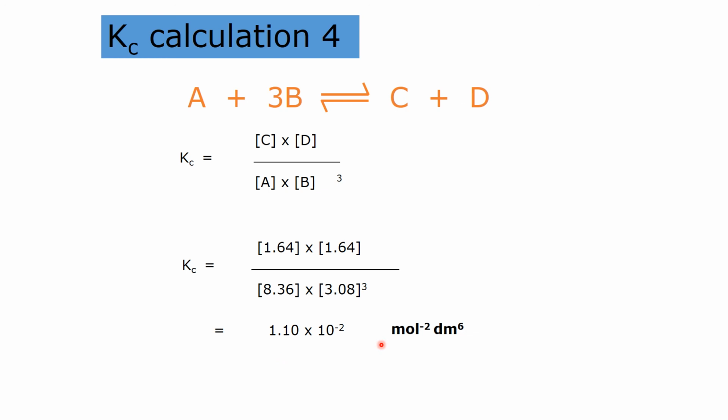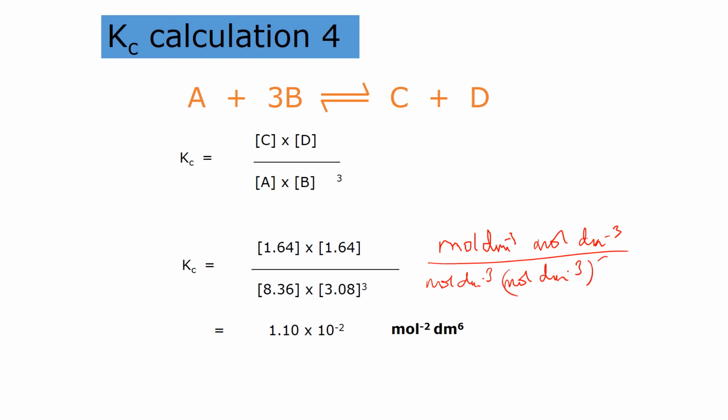Hopefully you worked out that it's going to be moles to the minus 2, decimeters to the 6. And here's where I'm going to get my pen out and show that to you, or do my best to. So on the top here, we've got moles per decimeter cubed, and you'll have to forgive me, I'm not the quickest of writing with this particular pen, multiplied by moles per decimeter cubed. Moles per decimeter cubed, divided by moles per decimeter cubed, multiplied by moles per decimeter cubed, to the third power.